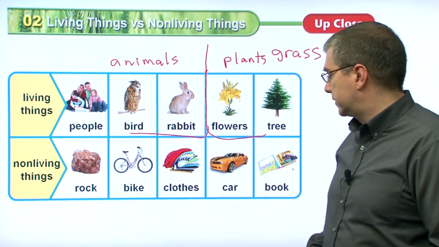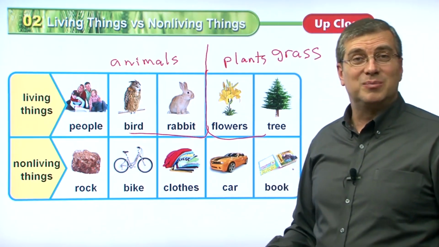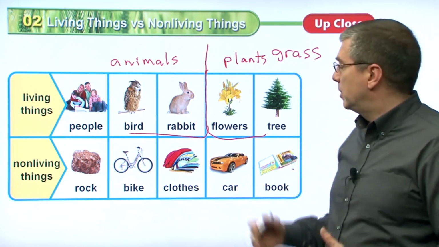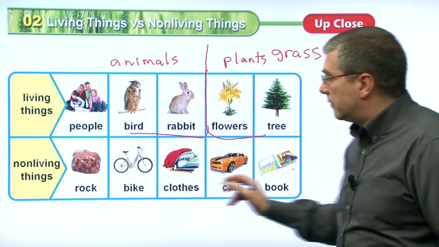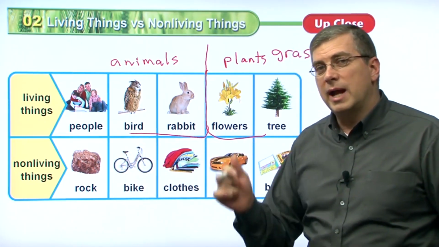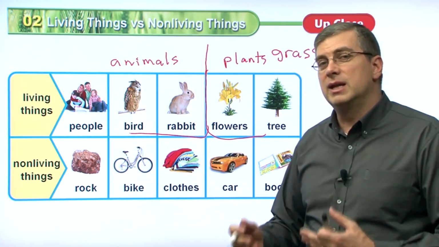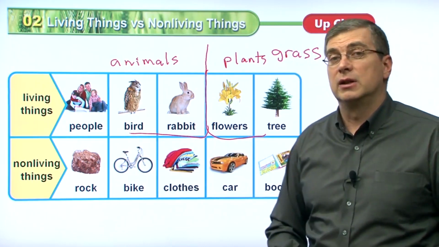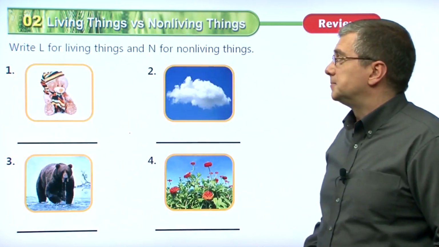And finally, we have books. Again, books can be our friends, but again, they're not alive, right? We use books, we get enjoyment out of books, but they're not living. None of these things need water, air, or food in order to live or to grow. So they are non-living things. They are not alive. Let's move on.